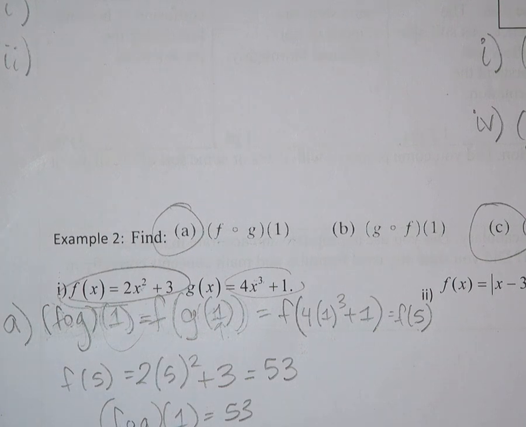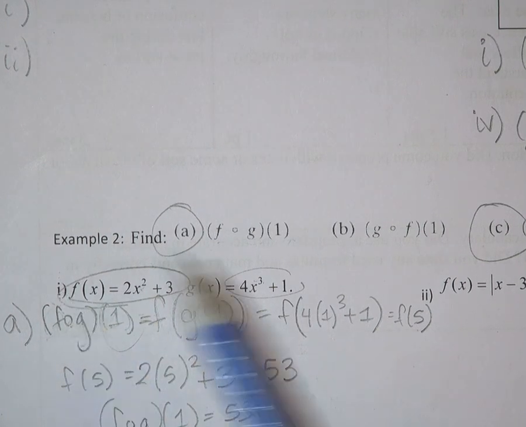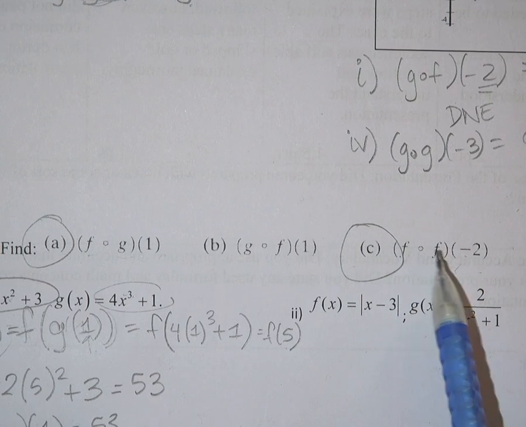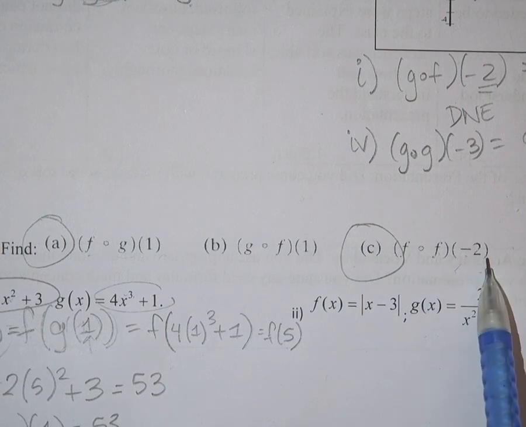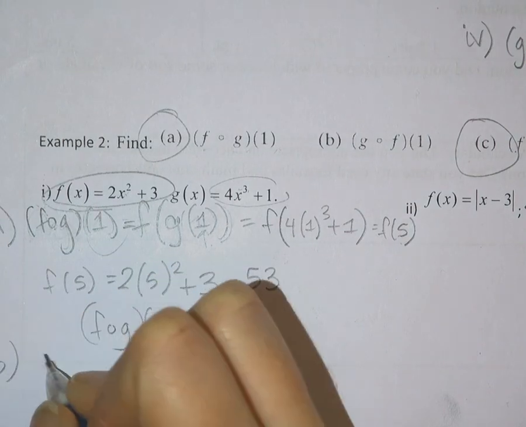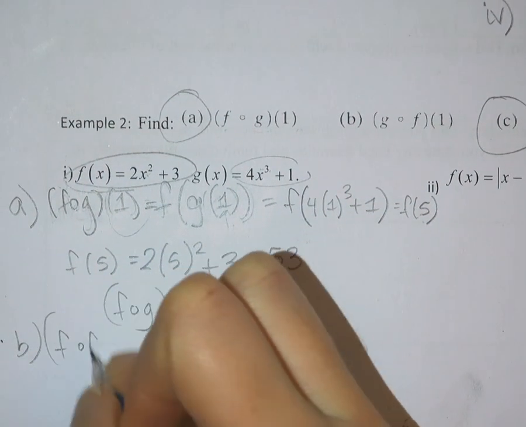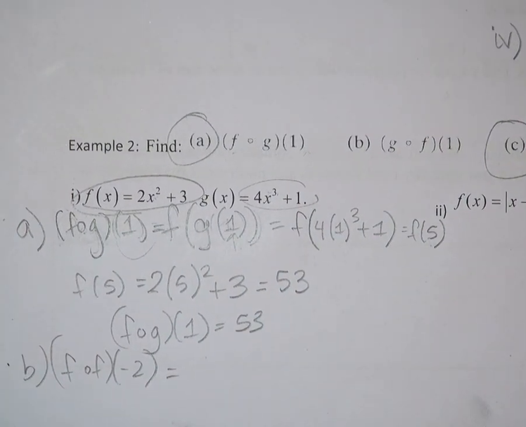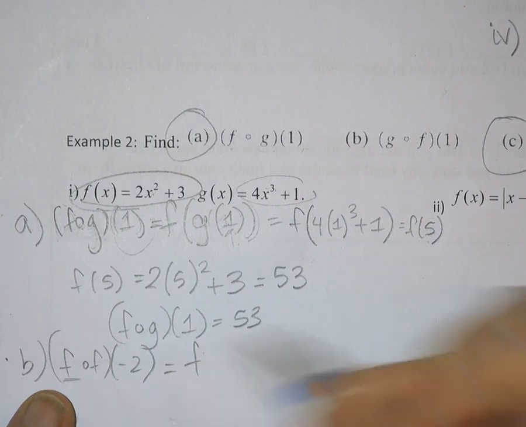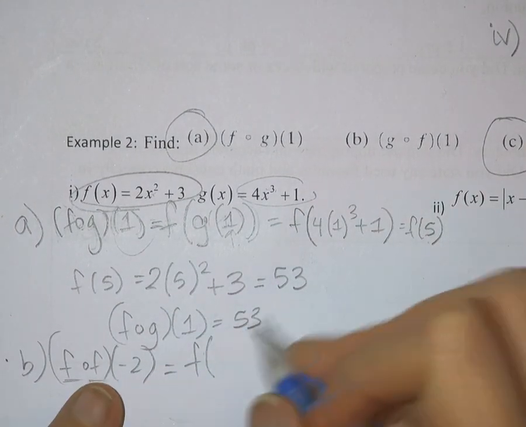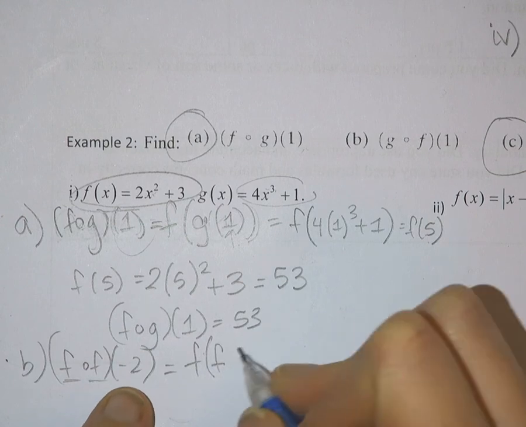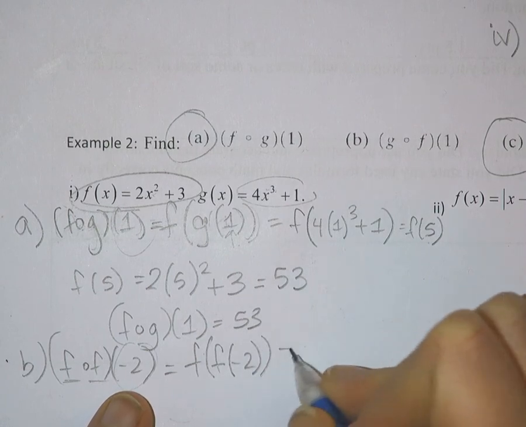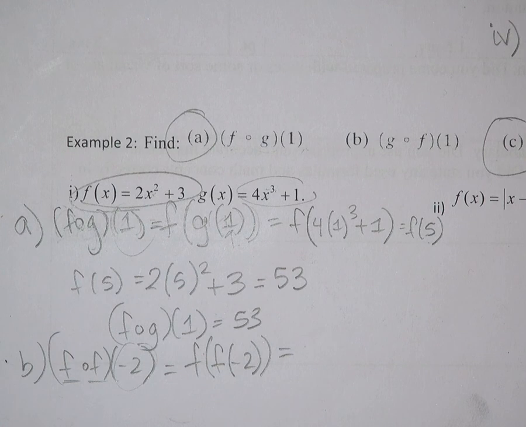Alright, the next part I'm going to do with you for the first part of this example 2 is part B. So part B asks us to find f composed with f of negative 2. If we rewrite that, we remember that that is the same as the outside function, or the first function, f, of the second function, the inside function, f, of our variable. This time we have negative 2. So f of f of negative 2.